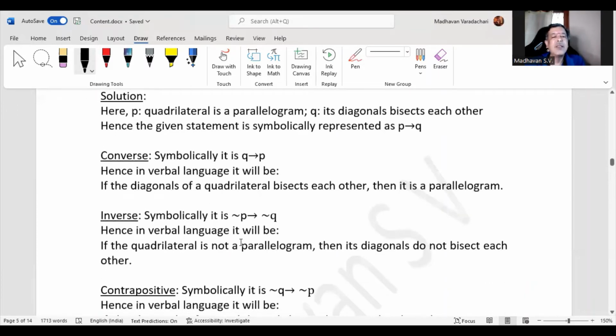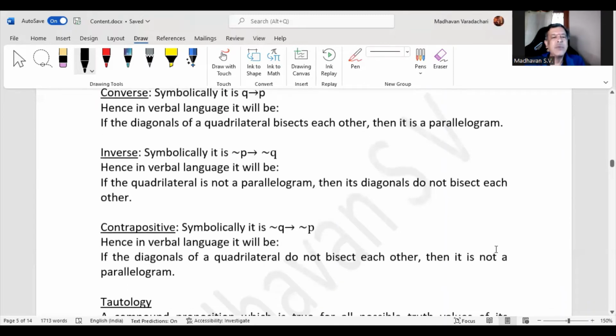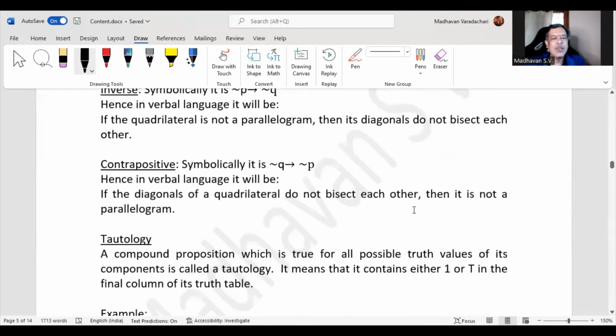Then comes the inverse. You have to write it in the form not P implies not Q, which verbally will be: if the quadrilateral is not a parallelogram, then its diagonals do not bisect each other. Next comes the contrapositive, where you write it in the form not Q implies not P. So in verbal language, it becomes: if the diagonals of a quadrilateral do not bisect each other, then it is not a parallelogram.